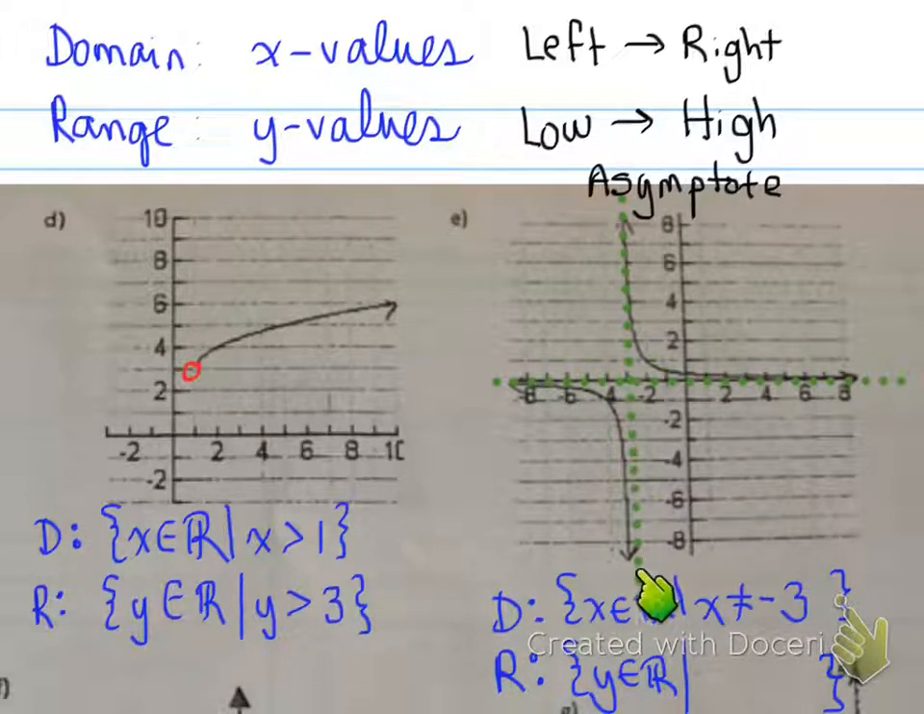Same thing for range. Let's look at range. Negative infinity is the lowest it goes, all the way up to, oh, it gets really, really close to this 0, but doesn't actually touch it. Then it jumps to the other side, gets really close to the 0 again, but then it goes all the way up to infinity. So we measure from low to high. So y belongs to real such that y does not equal 0. And that, folks, is the answer to this particular question.